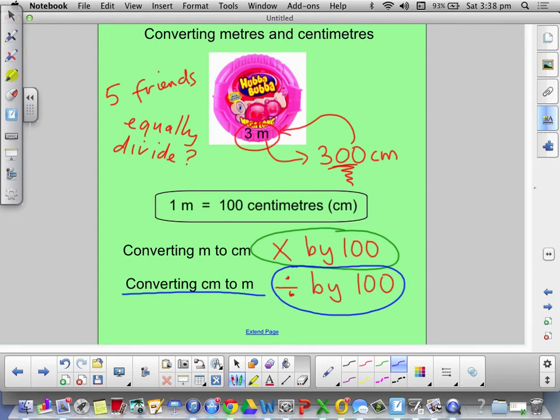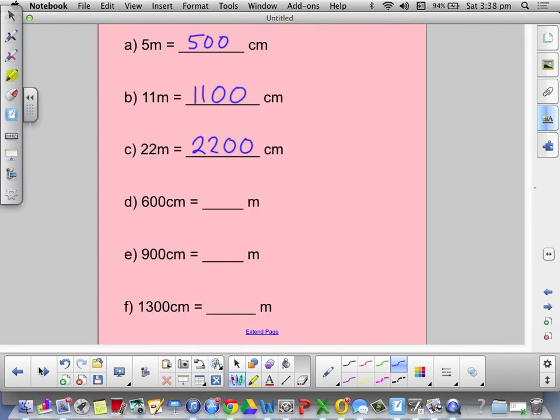Okay, so let's try this first one together. D, 600 centimetres equals how many metres? Let's divide 600 by 100. What did you get? I hope you got 6 metres. Okay, 6 metres. So we're just chopping off these 2 zeros here, aren't we, to get the answer. When you divide by 100, you take the 2 zeros off. Okay, have a go at E and F yourselves now. Pause me and do it in your maths book.